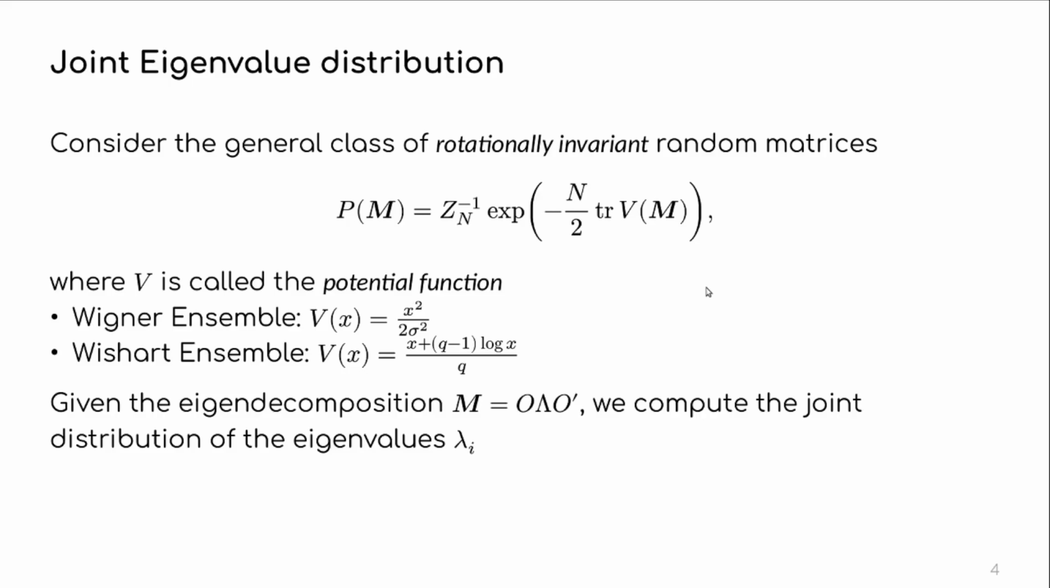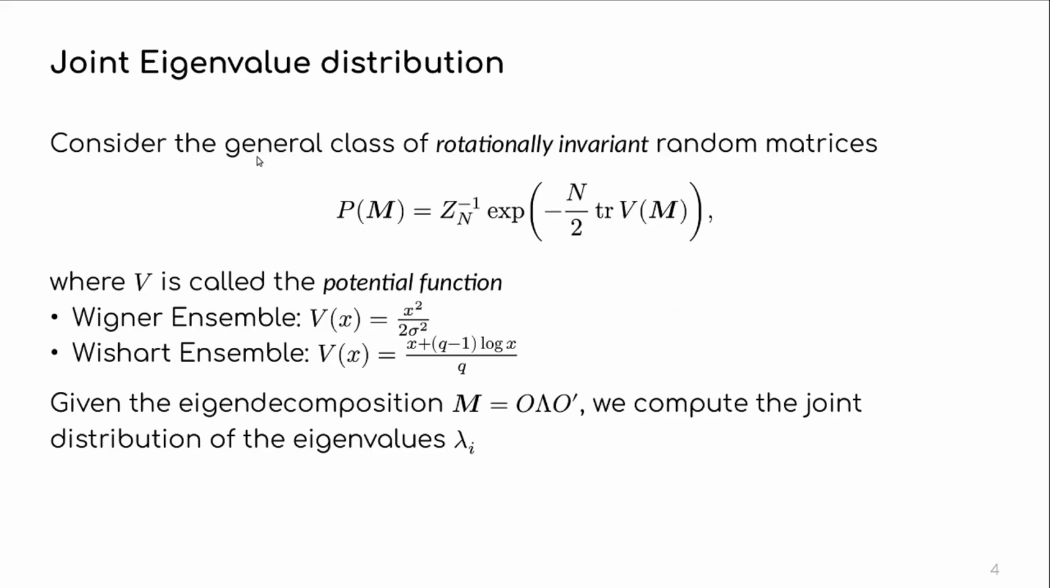It could be, for example, a polynomial or something else. So, for example, for the Wigner ensemble, the first basic random matrix distribution that we saw, this would simply be x squared over 2. For the Wishart ensemble, this is a bit more complicated. We have x plus something times log x. Here it's log for the natural log, I think.